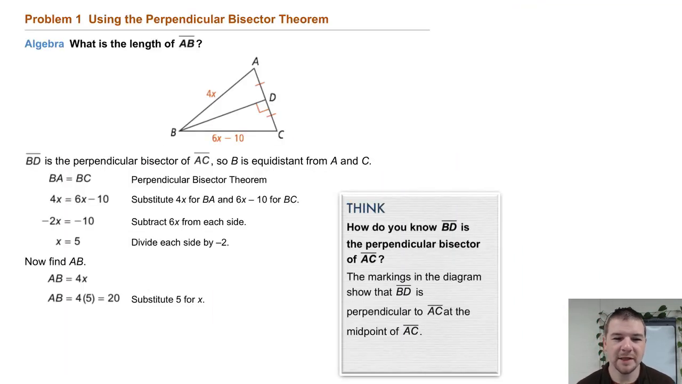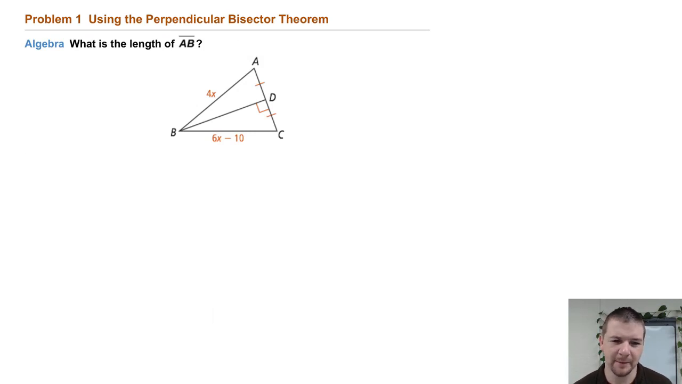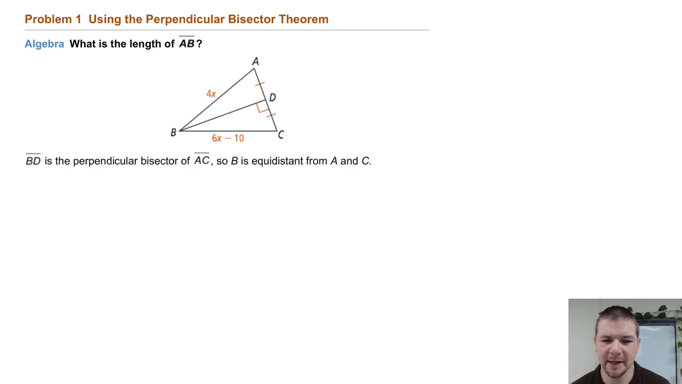Problem 1, using the perpendicular bisector theorem. And this one's related to algebra. What is the length of segment AB? Well, consider the diagram carefully. Segment BD is the perpendicular bisector of segment AC. So B is equidistant from A and C. We can state BA equals BC by the perpendicular bisector theorem.